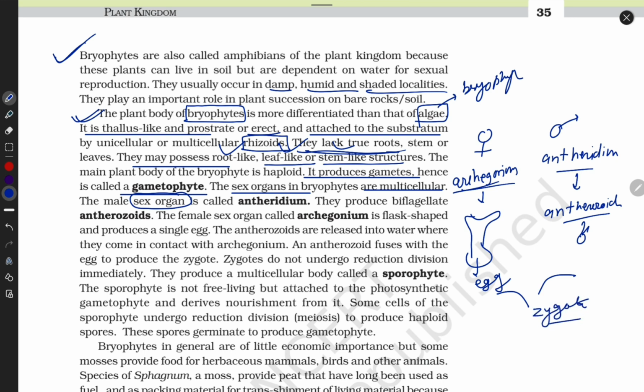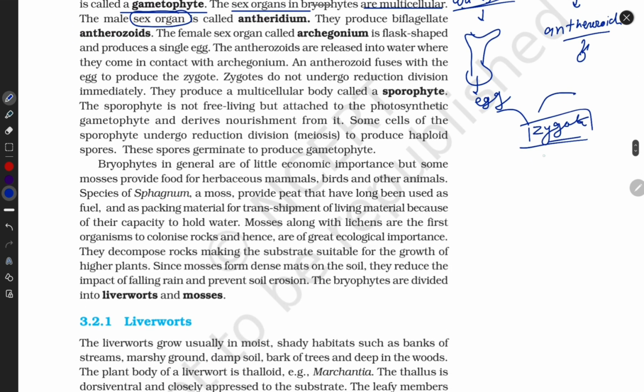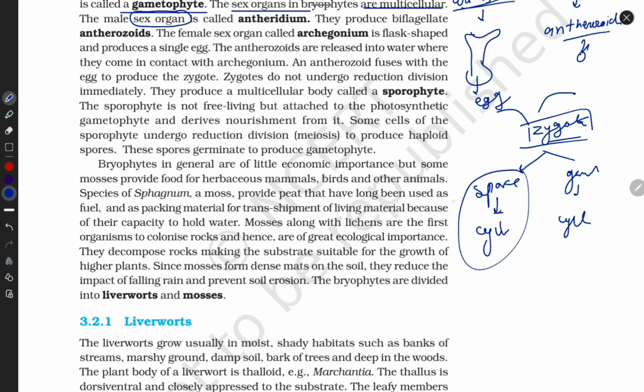This zygote can enter the spore cycle, and it can also enter the gamete cycle. If spores are present, it means they perform the spore cycle. If gametes are produced, they perform the gametophyte cycle. The sporophytic part mainly does photosynthesis, because it has leaf, capsule and seta.